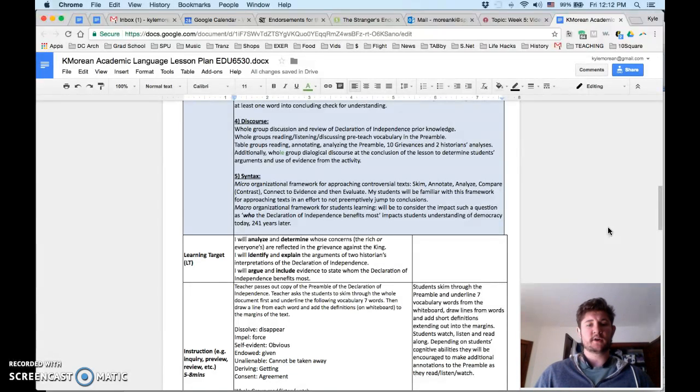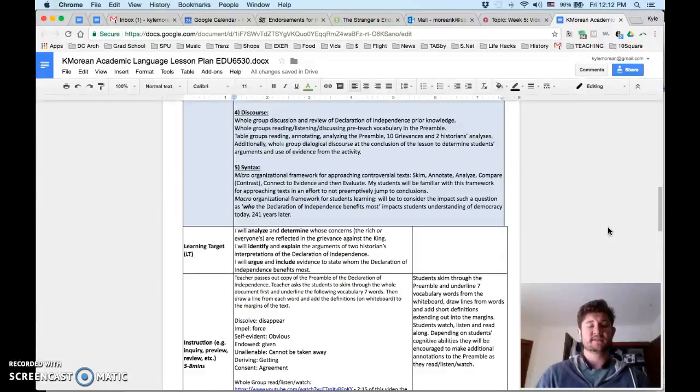And lastly, as far as academic language and language demands are concerned, my syntax. So the micro syntax has to do with a framework that I have adopted from some of my history mentor teachers in Washington, D.C., as well as some of the work that I did with the News Literacy Project, which was all about dissecting and analyzing the veracity of sources and information.